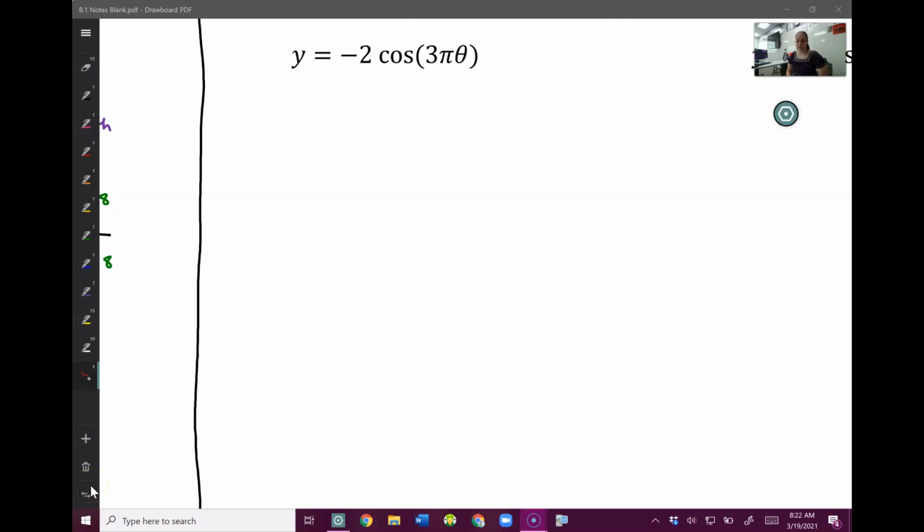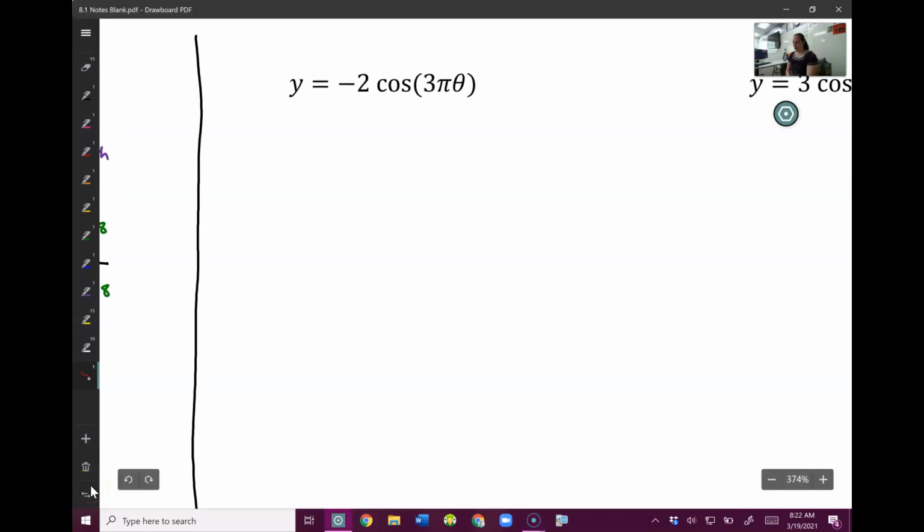Let's try another example. We're going to start by labeling our amplitude and our period. Remember, the amplitude is always, oops, that should be green, always the number multiplying in front. So we've got 2 multiplying right there. So our amplitude is 2. And we're going to ignore the negative sign until the very end.